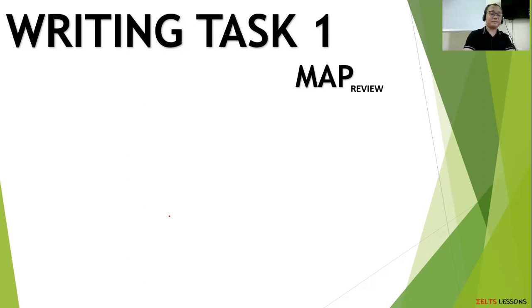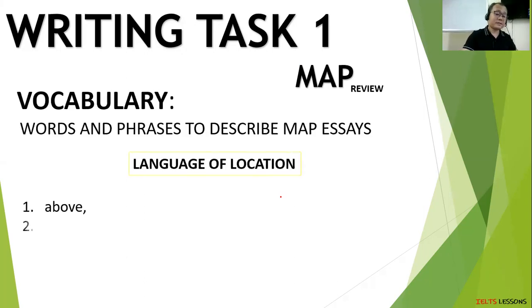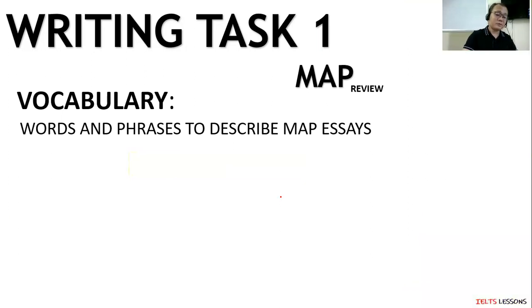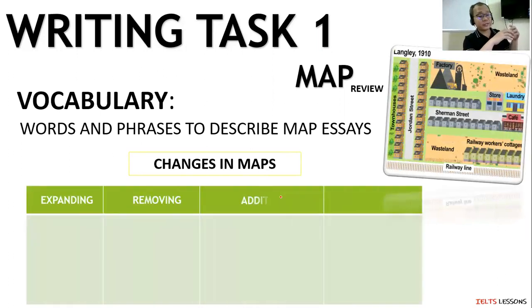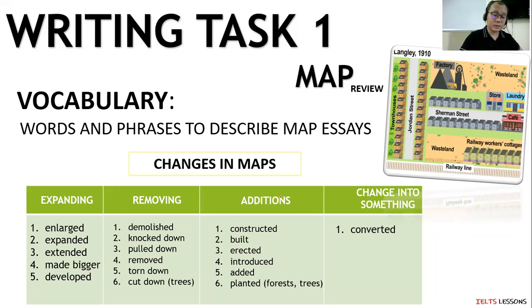Okay, perfect, very good. So if we have a language of location to describe a map, we also have language of expansion, the development. Changes in maps can be expanding, removing, additions, and change into something. So what are these language of changes in maps?